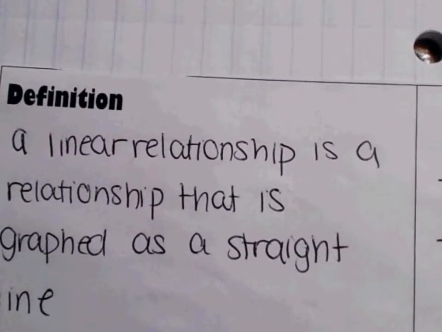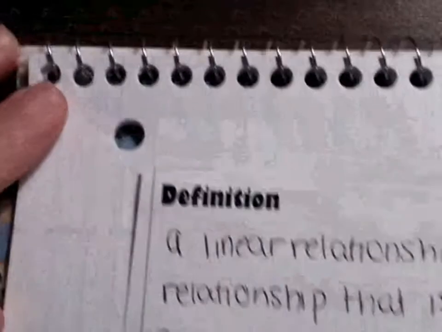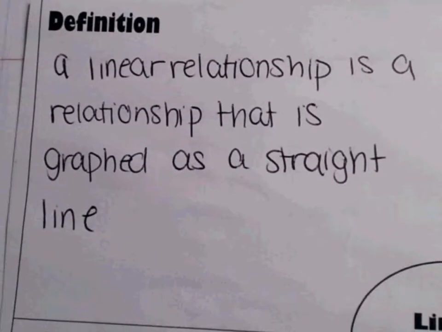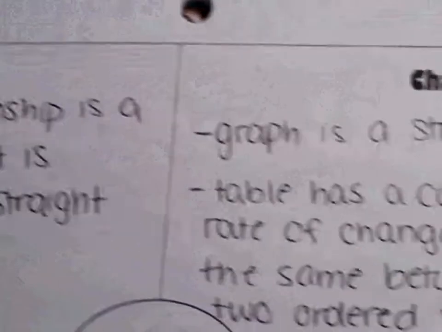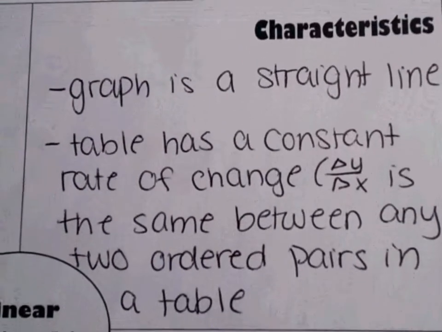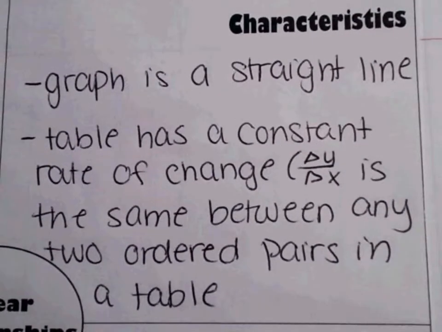Today I want to talk to you about linear relationships. Our definition for linear relationships, we went ahead and put in our ISN. Our definition was a linear relationship is a relationship that is graphed as a straight line. Our characteristics for a linear relationship are A, it is graphed as a straight line, and B, the table has a constant rate of change. Delta y divided by delta x is the same between any two ordered pairs in a table.